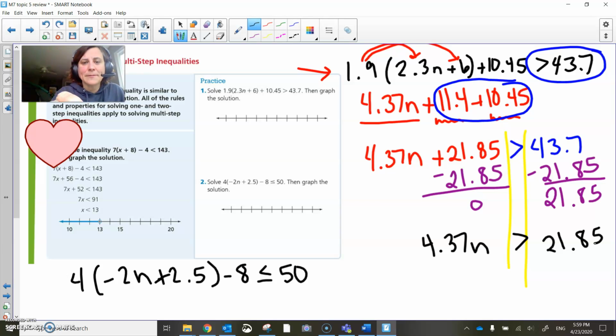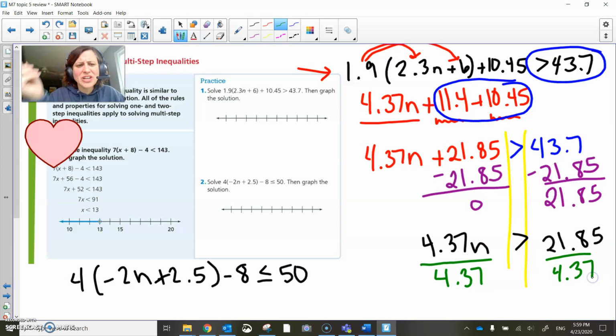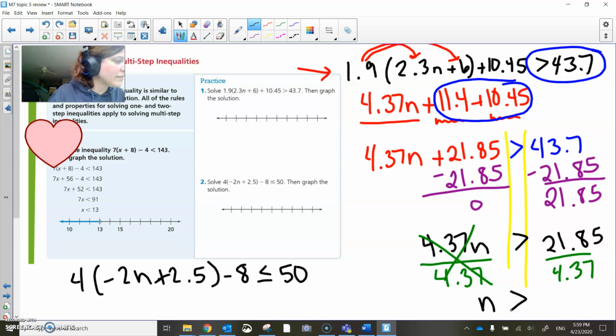Our last step now is to get that n by itself. Right now it's being multiplied by 4.37, so we're going to divide both sides by 4.37. When I was checking over your homework a couple of days ago, I noticed some people were writing 4.37n. Be careful about that, because n is the thing you're trying to get by itself. So all I have now on this side is n. It's still greater than, because what we divided by was a positive.